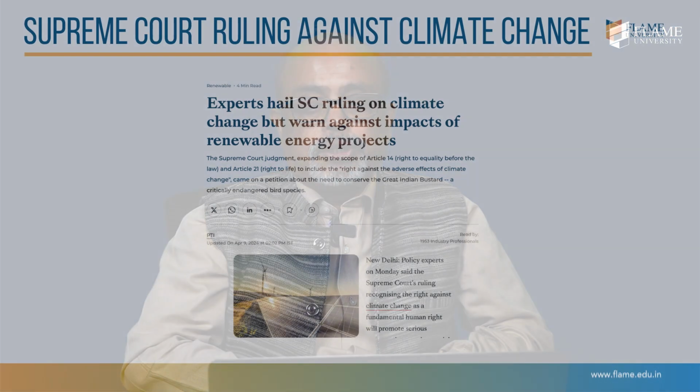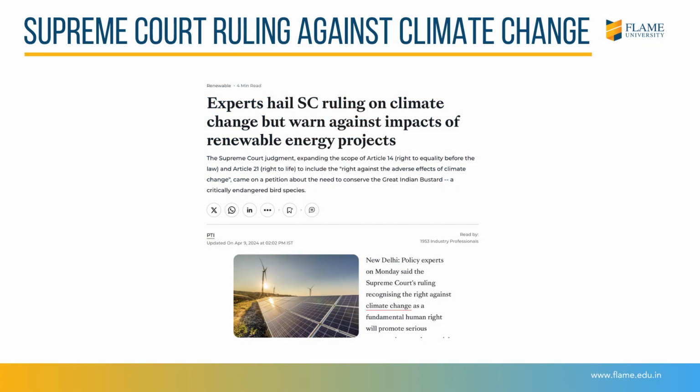I think in 2024, in April or May, the Supreme Court came up with a decision that there is also a right to life against the adverse effects of climate change. And towards that, they are also talking about how to protect commons, how to protect the Great Indian Bustard, biodiversity. So these kinds of rulings provide a very interesting framework for how commons can be protected. Though they are not clearly defined, they can always be interpreted to cover commons.